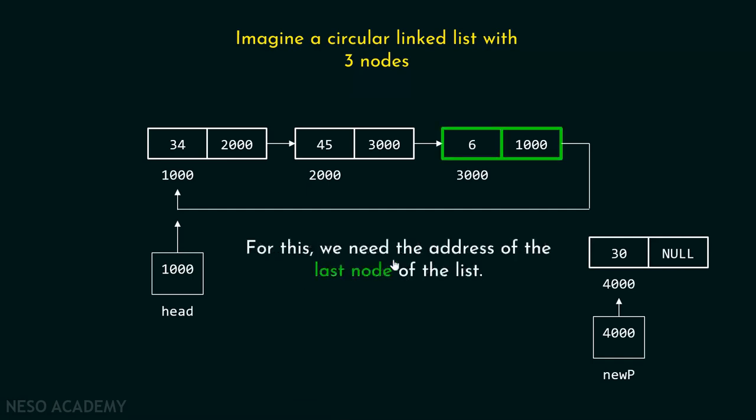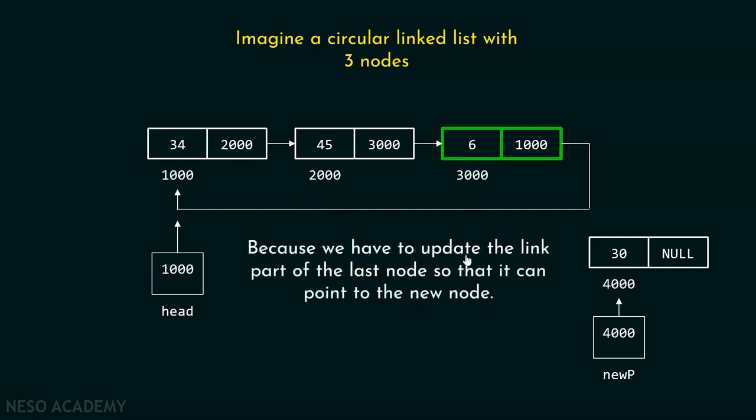Okay. For this, we need the address of the last node of the list. Now, if we want to add this node at the beginning of the list, we need the address of the last node. There must be some pointer pointing to this node, right? So that we can update the next part of this node so that it can point to this new node. Here we have to update this address so that this node can point to this node after adding this node at the beginning of the list. That is why it is important to keep a pointer over here, right?